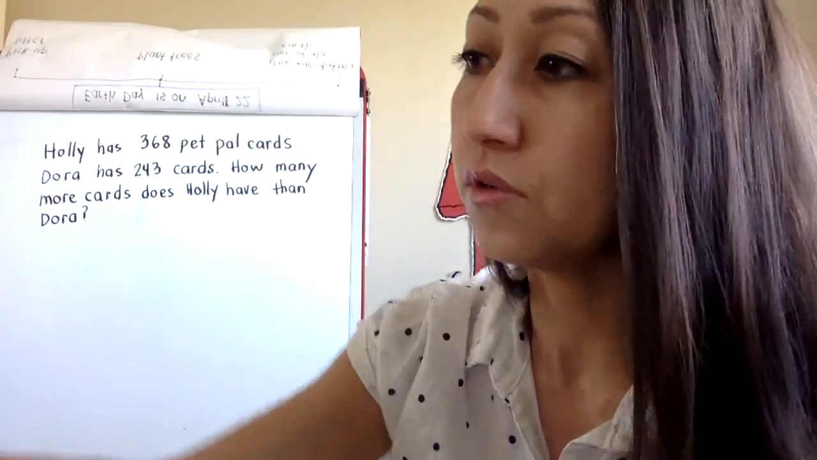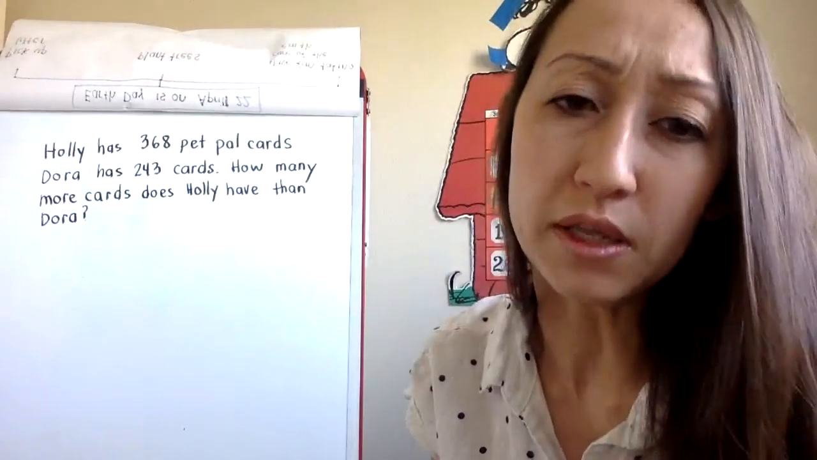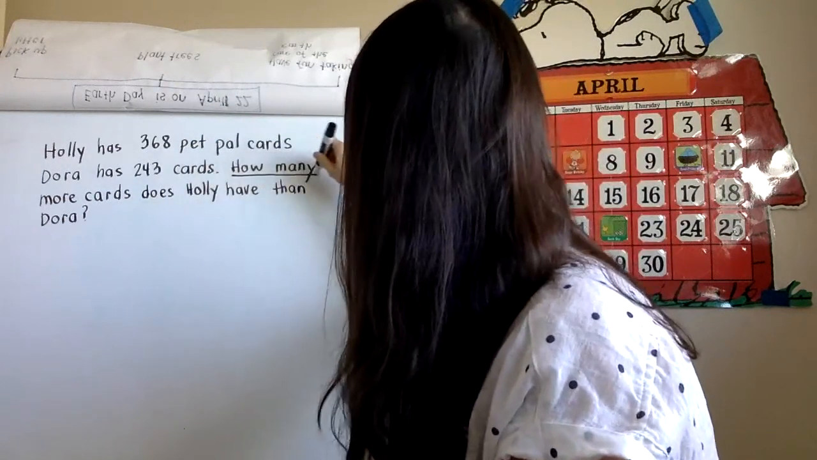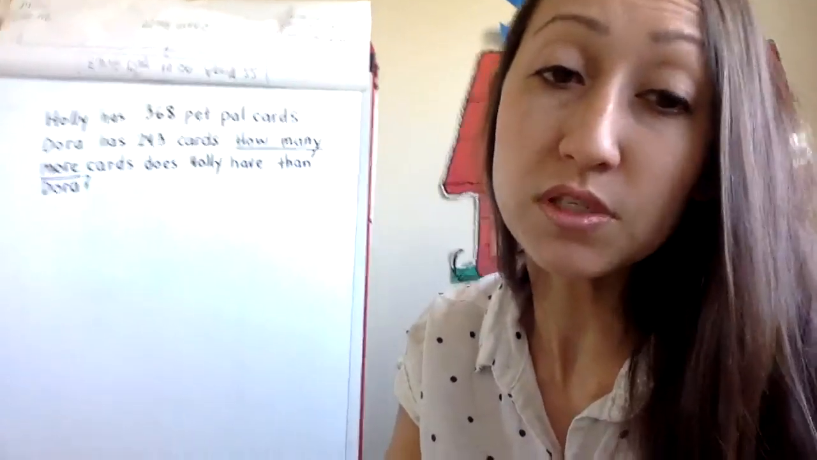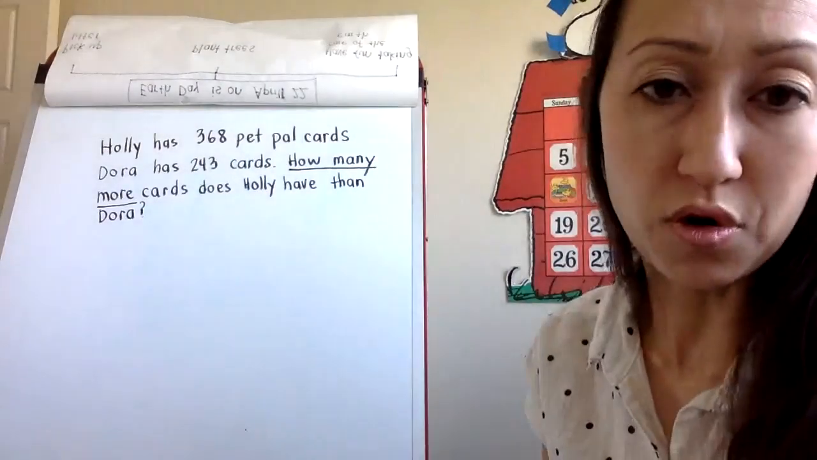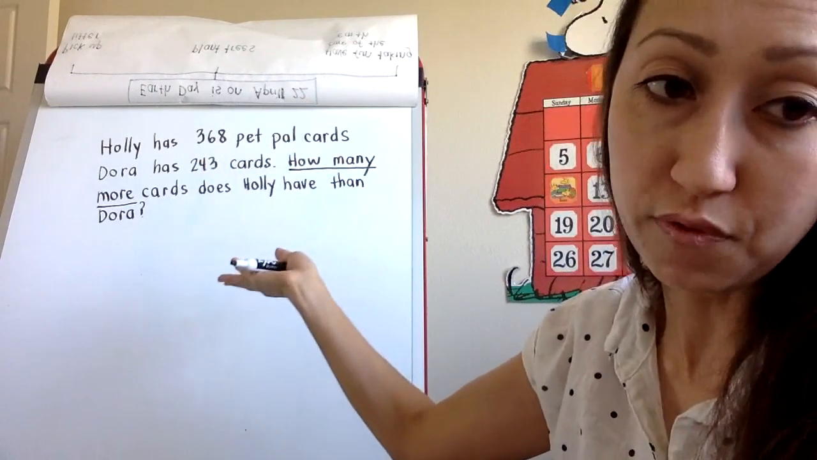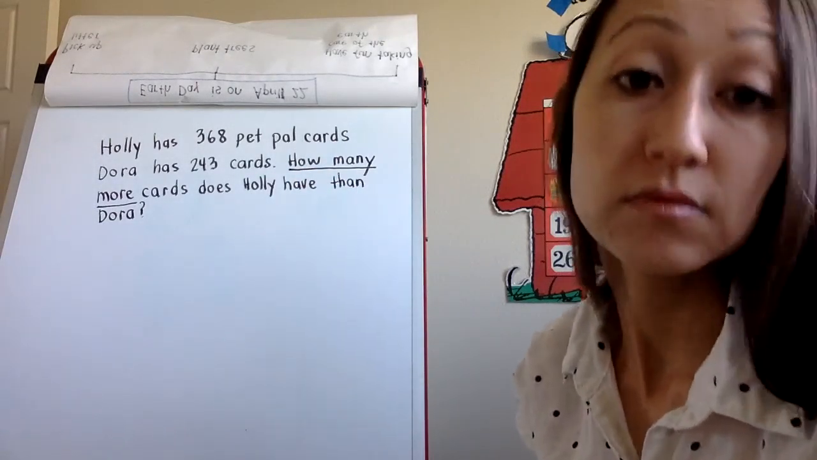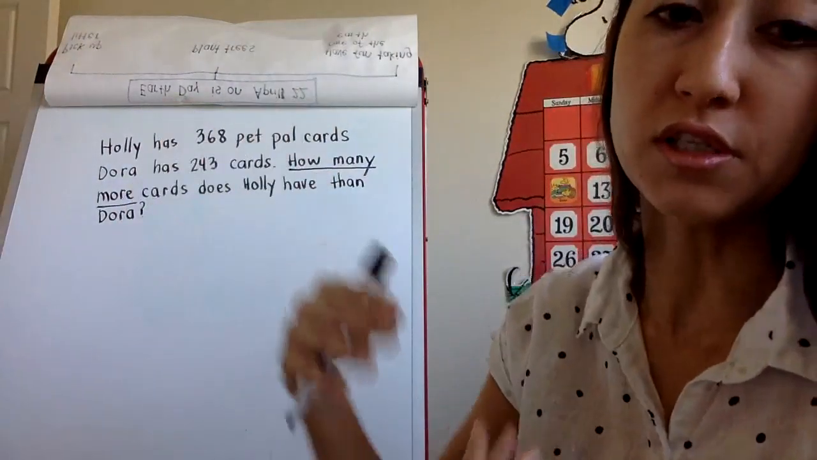Okay, so this is one of those problems that we talked a lot about before spring break. It's a how many more. So first, with a pencil, I want you to underline how many more, because that's an important keyword and it's going to help us to understand what to do in this problem. Now, who has more cards? Holly has 368 and Dora has 243. So which of these girls has more cards? Holly has more. So we're trying to find out how many more cards she has than Dora.